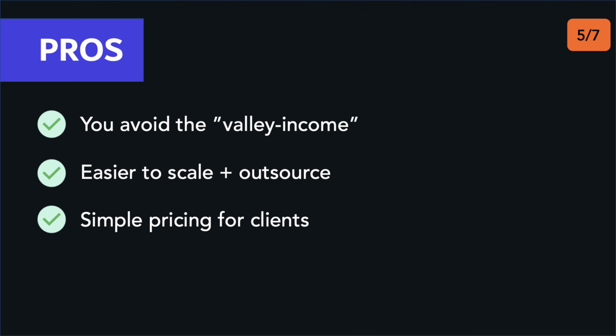So here are the pros of using this pricing method. And starting off, you avoid the valley income. So you get more consistent monthly income, and your income doesn't go up and down, up and down. It is easier to scale and outsource because you've got the system, you've got the process, you've got how everything works, and it's not too hands-on. It's very easy to outsource how to make these websites, especially if it's existing ones that you've done, so that it's easily replicable. And lastly, it is simple pricing for clients.